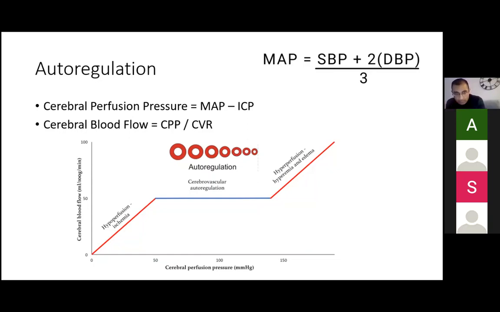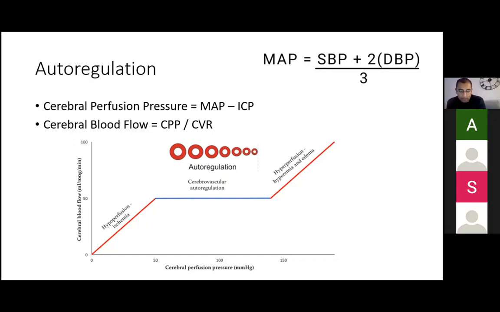Now, when we get a rise in cerebral perfusion pressure, we get a rise in cerebrovascular resistance. And this is why we get the narrowing of the blood vessels in the brain, and this maintains that cerebral blood flow. This is where we get the middle line. And then eventually, once we lose that ability to constrict the blood vessels, we go off the curve, and if the cerebral perfusion pressure continues to increase, we get hyperperfusion, and we get edema of the brain, hyperemia, edema.